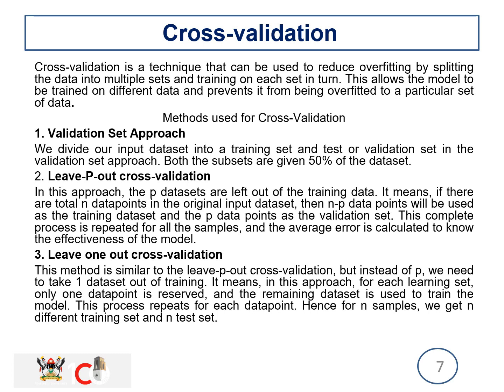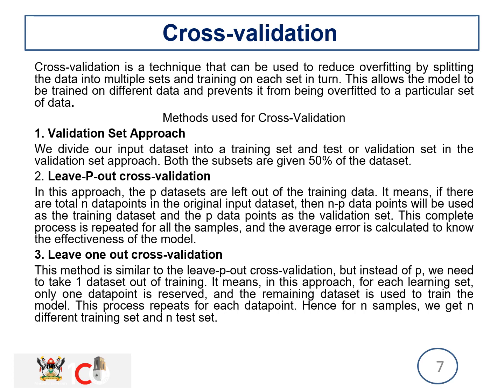The second is leave-P-out cross validation. In this approach, P data points are left out of the training data. It means if there are a total of n data points in the original input data set, then n minus p data points will be used as the training data set and the p data points as the validation set. This complete process is repeated for all the samples, and the average error is calculated to know the effectiveness of the model.